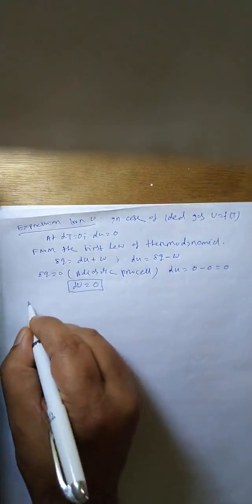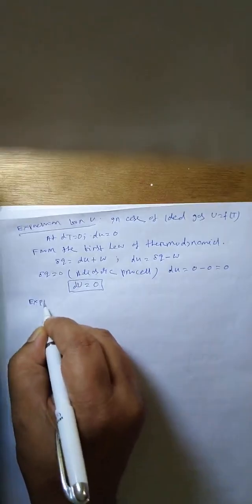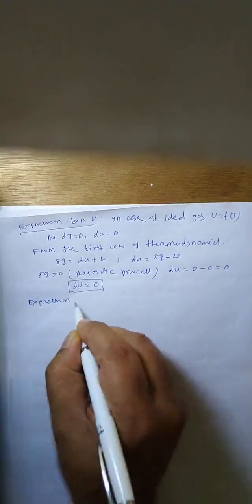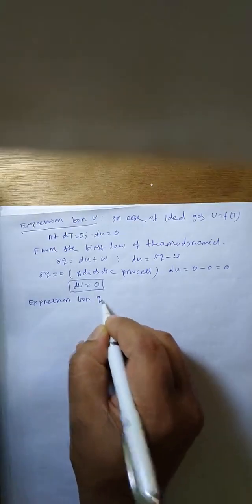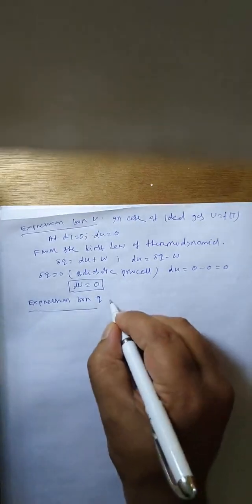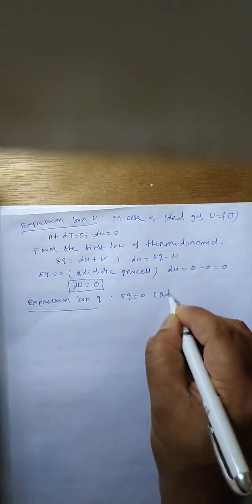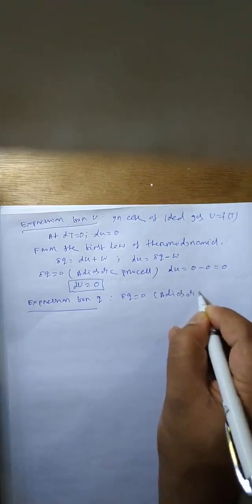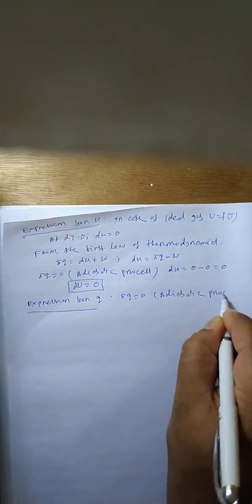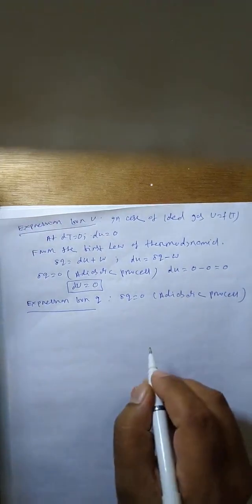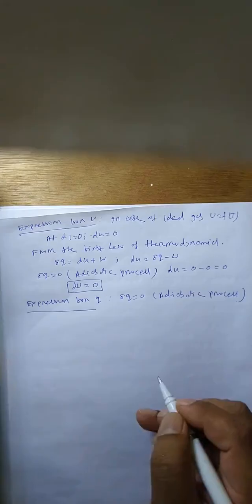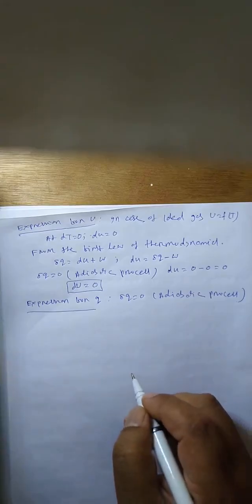Expression for Q. As it is an adiabatic process, delta Q is equal to 0.